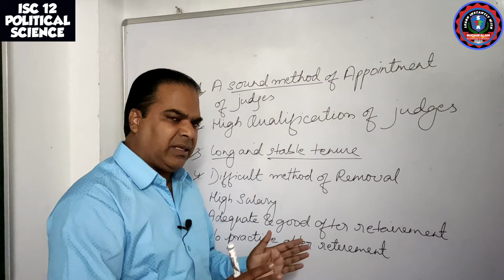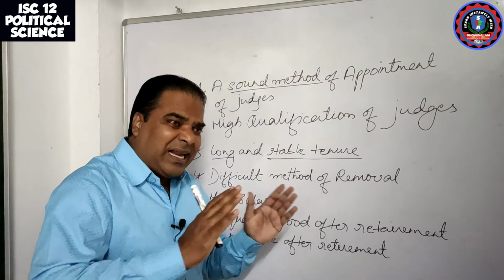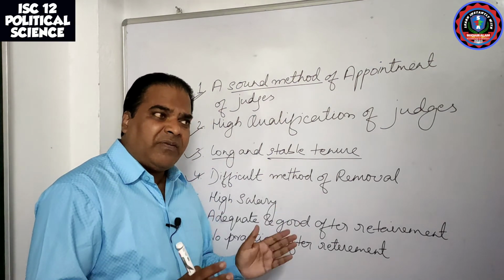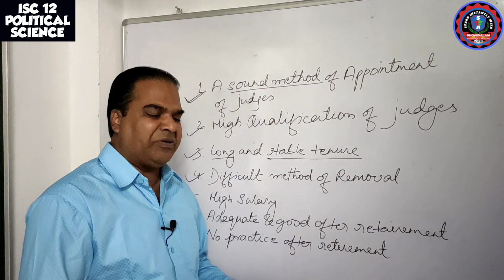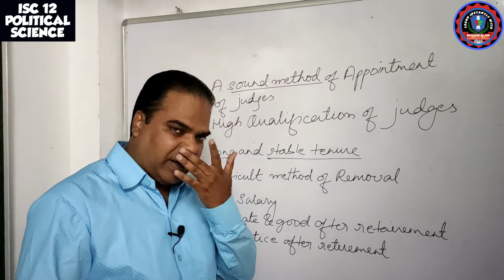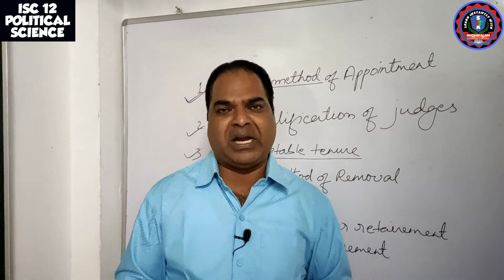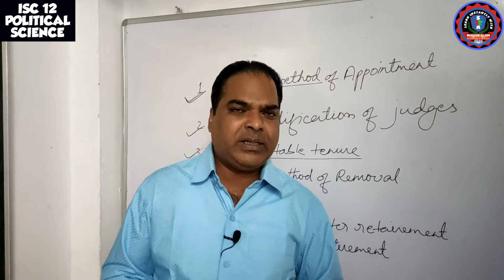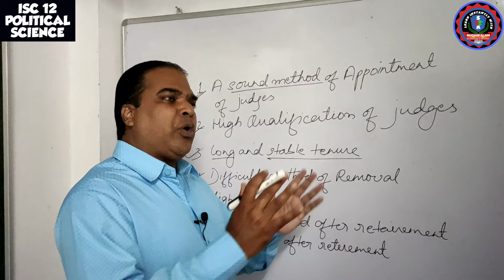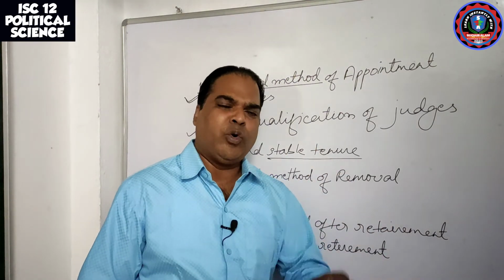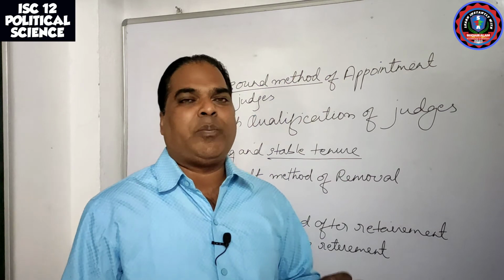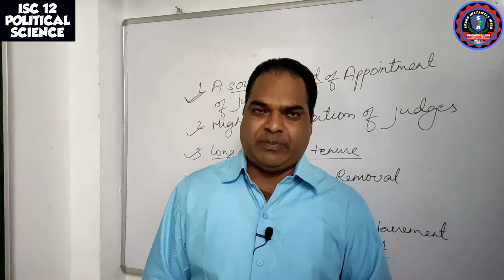Okay, that is final. But is there any way to remove the Supreme Court judges if they go against the constitution? Yes, definitely there is a process, and that is known as impeachment, which we have discussed in the earlier classes also. Right? So the judges of the Supreme Court of USA or India, they can be removed only through the process called impeachment.